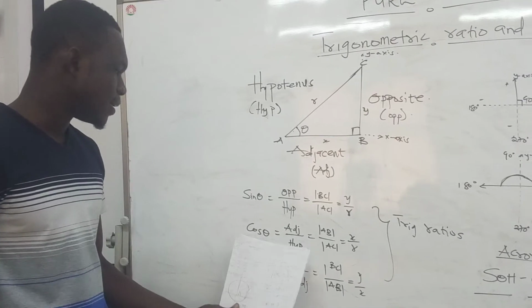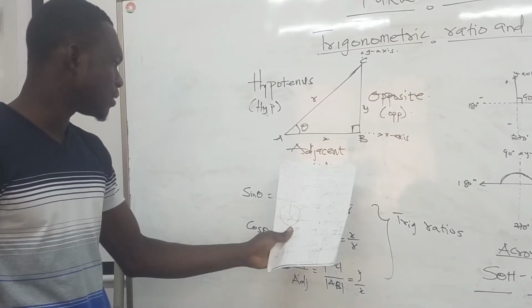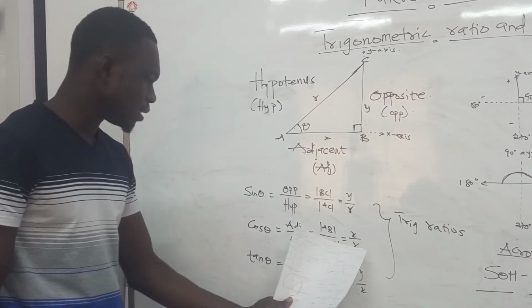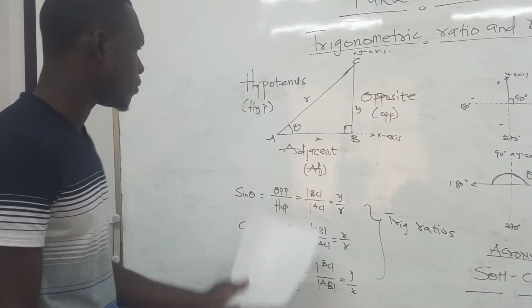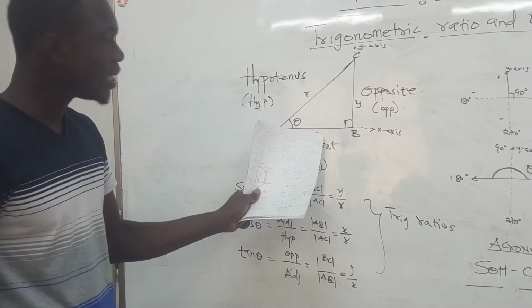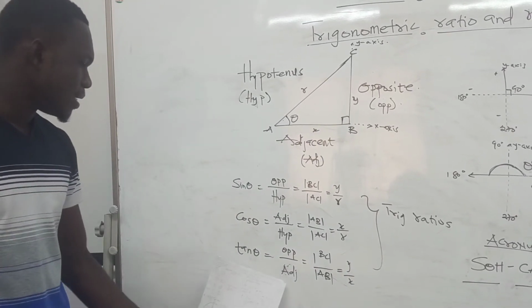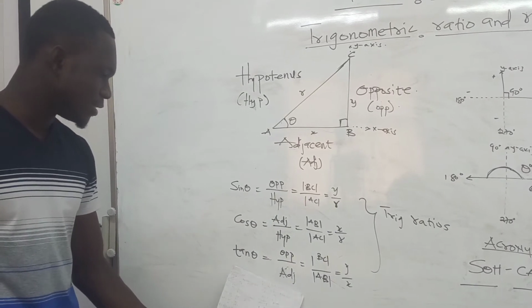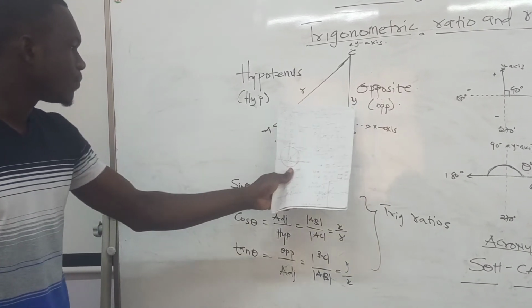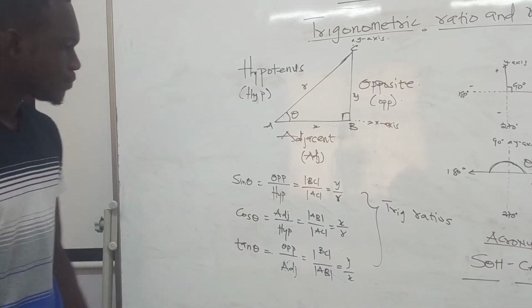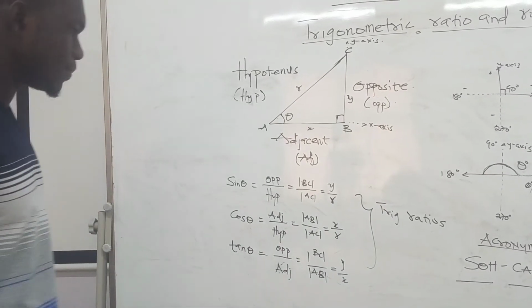Now, cos theta is the adjacent over the hypotenuse, and the ratio is x over r. So here is measured x, any value x. And then tan theta is the opposite over the adjacent, that is y over x. That's the trig ratio for us.